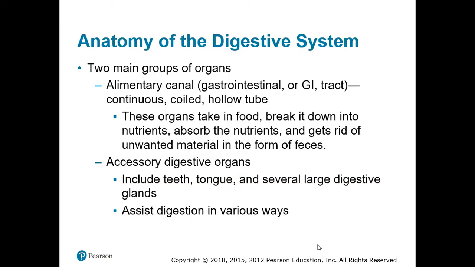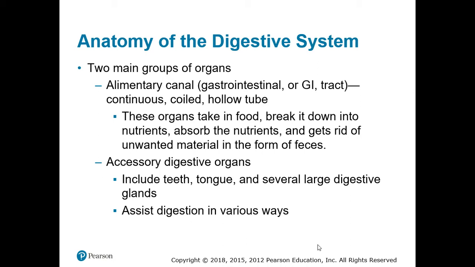So, we're going to first start off with the anatomy of the digestive system, and we're going to talk about two main groups of organs. The first one is the alimentary canal. Sometimes it's called the gastrointestinal or the GI tract. Sometimes we call it our gut. It is a continuous coiled hollow tube. These organs take in food, break it into its nutrients, absorb those nutrients into the bloodstream, and then get rid of any unwanted materials in the form of feces.